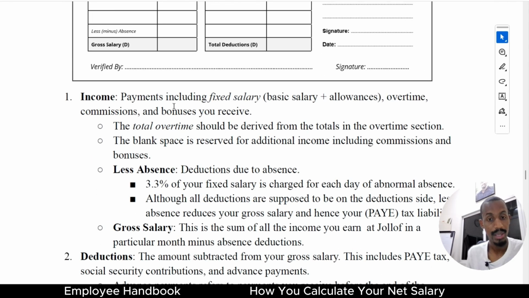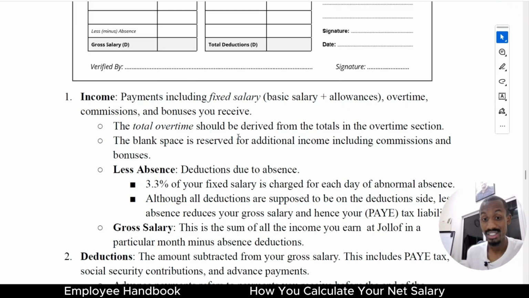So, let's talk about the income table. These payments include fixed salary. Fixed salary means your basic salary plus allowance, overtime, commissions, and bonuses you receive. These are all monetary payments that you receive. This refers to payments including your fixed salary, that is basic salary and allowance, overtime, commissions, and other bonuses you receive.